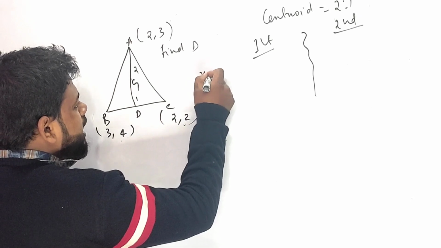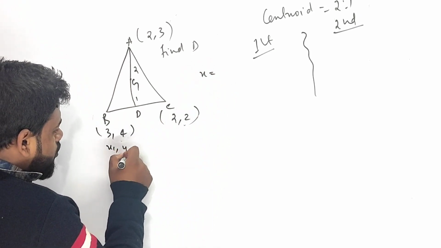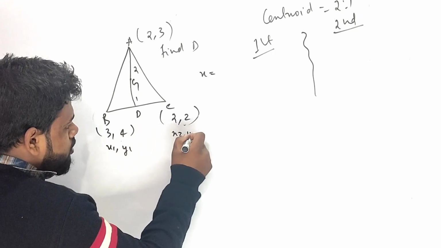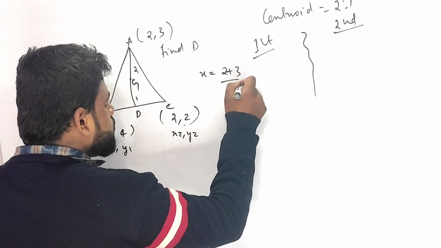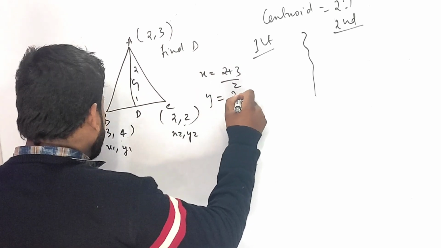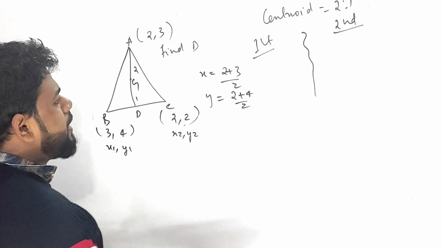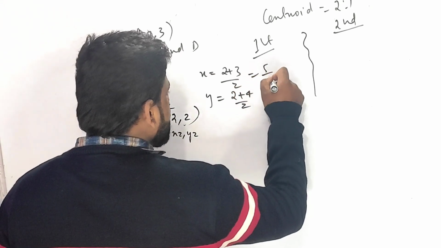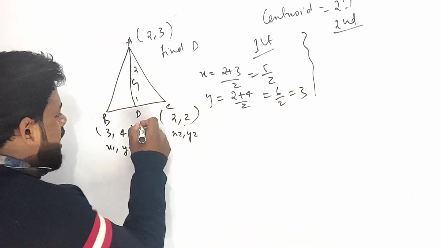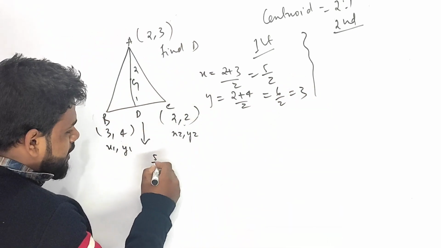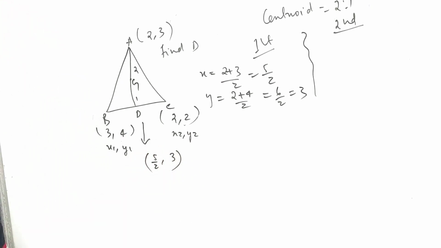Before finding the D coordinate, what happens if we find D of x first? With x1 y1 and x2 y2, that means x2 plus x1, 2 plus 3 by 2. To find y, it will be 2 plus 4 by 2. Is it clear? That means 5 by 2, and 6 by 2 is all about 3. That means I have got D, that is 5 by 2 and 3. These are the coordinates I have got of D.